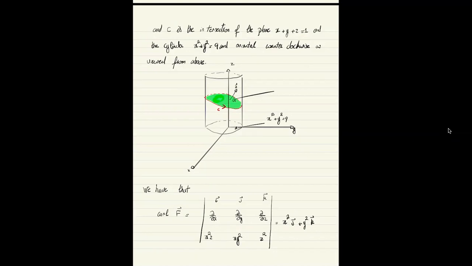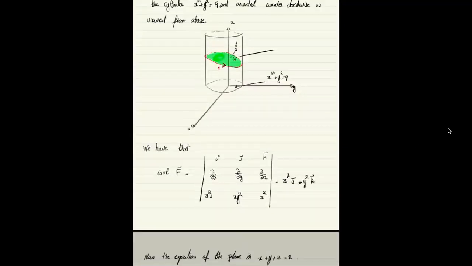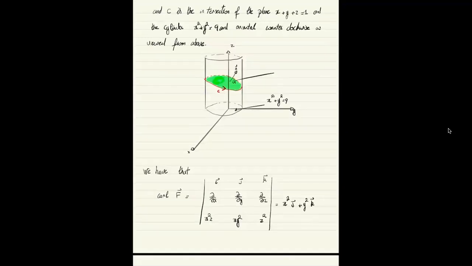So a good rule to keep in mind, and it works to verify your intuition: the normal here needs to point outward, so that when you see it from above, it's going to give you the counterclockwise orientation.